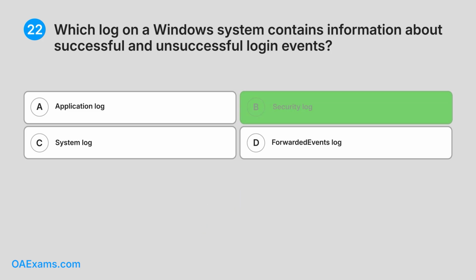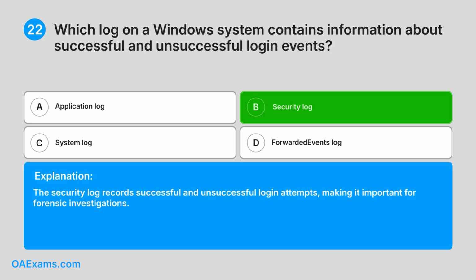Correct answer. B. Security log. Explanation. The security log records successful and unsuccessful login attempts, making it important for forensic investigations.